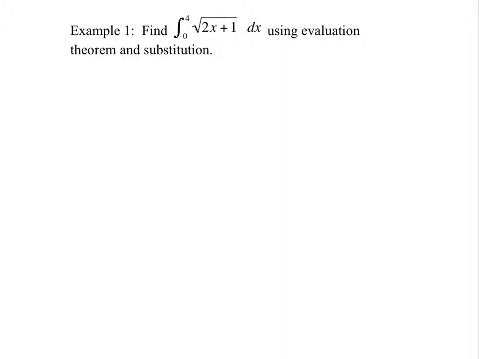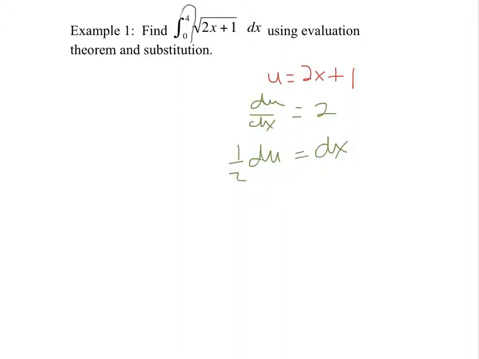Okay, it looks very familiar to something that we already did. So my u is going to be 2x plus 1. My du dx would be 2. So if I solve that, I'm going to get 1/2 du equal to dx. All right. Now, if this is a definite integral, so if you have this, you know the domain that you're taking this area over.